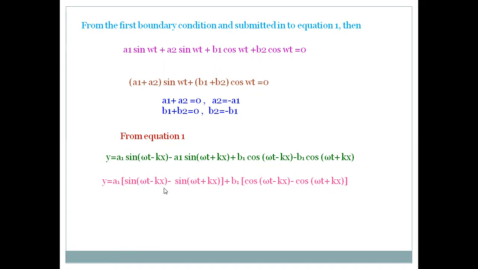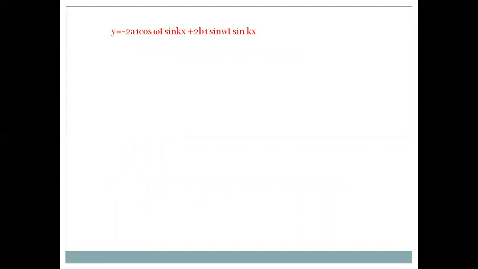This is like sin(A minus B) minus sin(A plus B), which is nothing but minus 2 cos A sin B. From that, y is equal to a1 times minus 2 cos omega t sin kx, plus b1 times [cos(A minus B) minus cos(A plus B)], which is equal to 2 sin A sin B, that is 2 sin omega t sin kx. So this is the relation from the above equation.